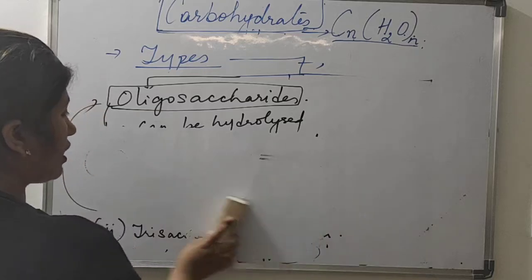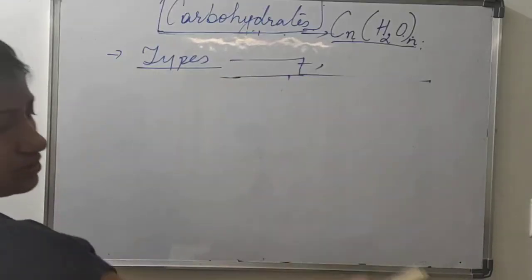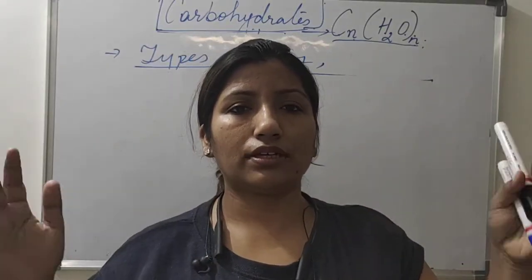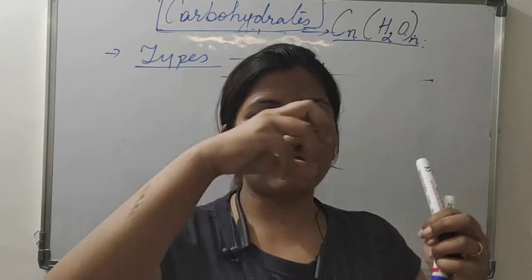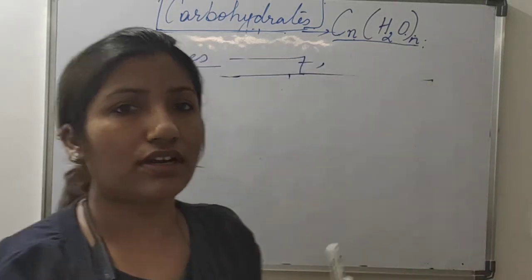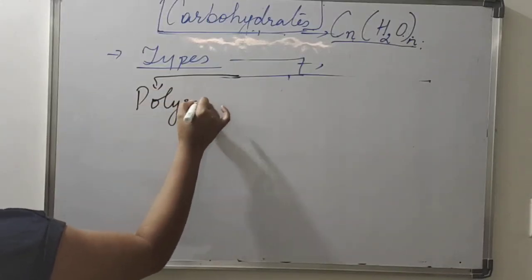So these all are oligosaccharides. All oligosaccharides can be broken down. They can be hydrolyzed because they are complex molecules. They are not the smallest molecule. They have so many monosaccharides, so these monosaccharides can be broken down. That's why it is called hydrolyzed. The last one is polysaccharides.